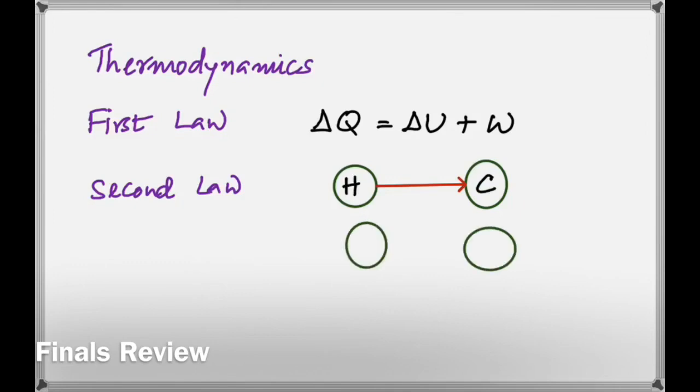Second law. What is the second law? Heat spontaneously flows from a hot object to a cold object. Spontaneously, without us doing anything. Naturally. But if you want it to flow from a cold to a hot, you got to do work on it. See? You got to do work on it. Is that clear? Unless you add work, you cannot transfer heat from a cold object to a hot object. So those are the two laws of thermodynamics.